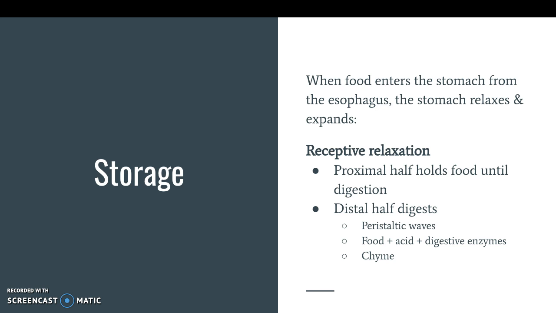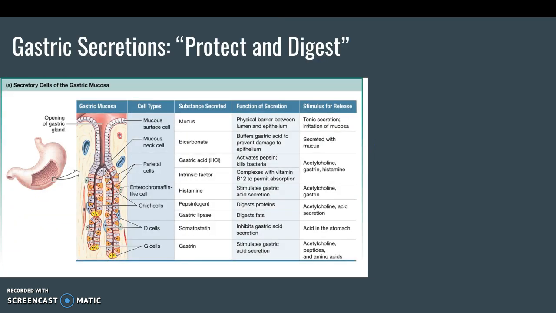We talked about the food plus the acid and secretions and the digestive enzymes that make up the soupy mixture called chyme that is then moved on to the small intestine. So this is the bulk of my presentation, the secretions, gastric secretions.